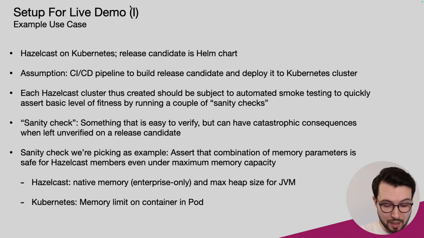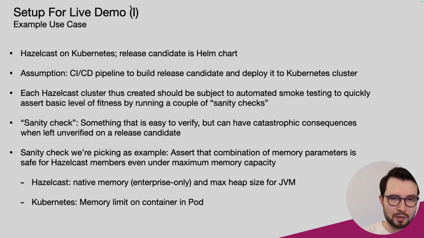You can do the calculation on paper, of course: is the heap large enough to accommodate all those elements? But it's probably a good idea to run a test just for good measure, right? So that's not the sanity check we're picking as an example, however. The sanity check we're going to pick is the assertion that a combination of memory parameters is safe for the Hazelcast members, even when they are at maximum memory capacity.